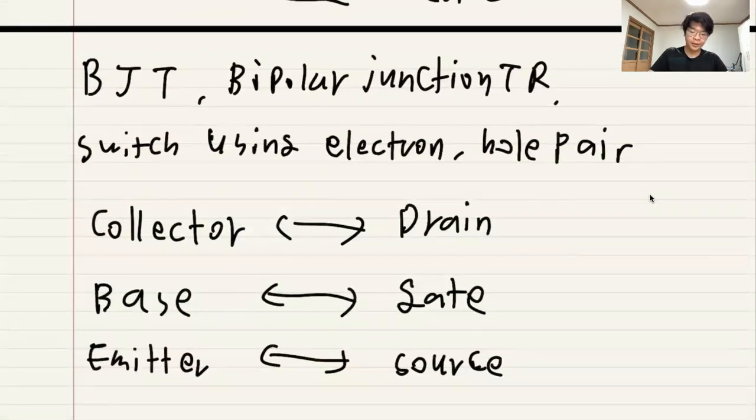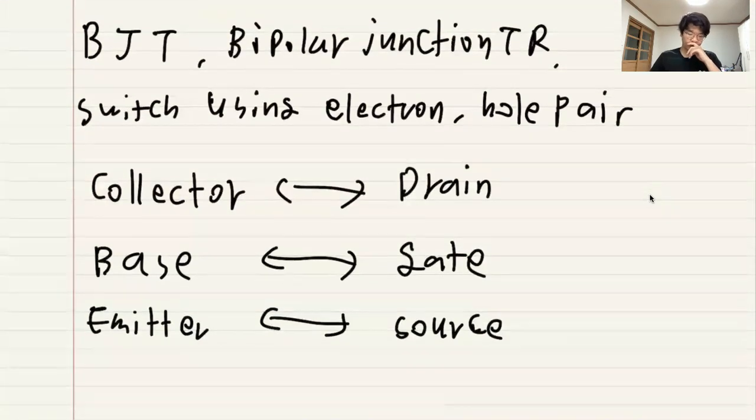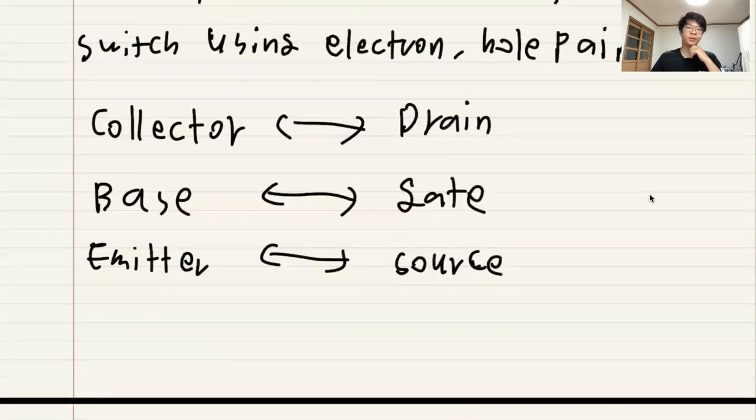And there is a BJT, which means bipolar junction transistor. The applications are similar to FET. It is just a switch using electron-hole pairs. Field effect transistors are unipolar devices, which means that they use the channel with either holes or electrons as one carrier. MOSFET terminals are similar to BJT: collector to drain, gate to base, source to emitter.